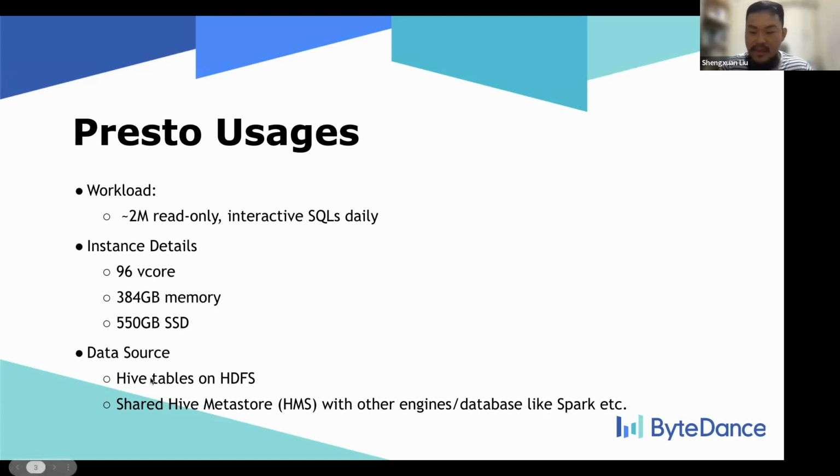For the data source, we are using Presto to query Hive tables that are stored on HDFS. For the metadata service, we use the Hive Metastore, or HMS. We also use some other engines like Spark.